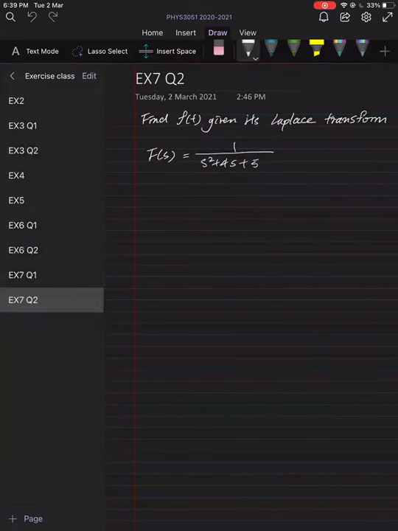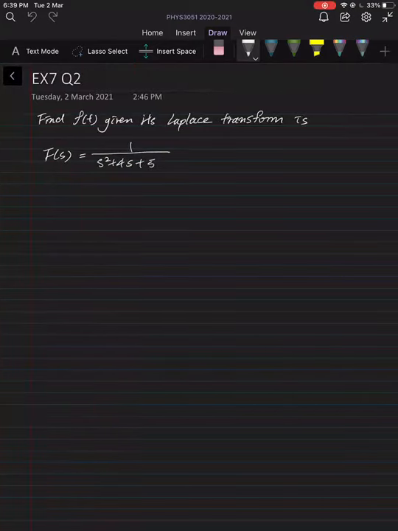Right, so here you're asked to do the inverse transform. Given a Laplace transform of some function f(t), what is f(t)? Can we first decompose s squared plus 4s plus 5 as (s plus 5) and (s minus 1)?